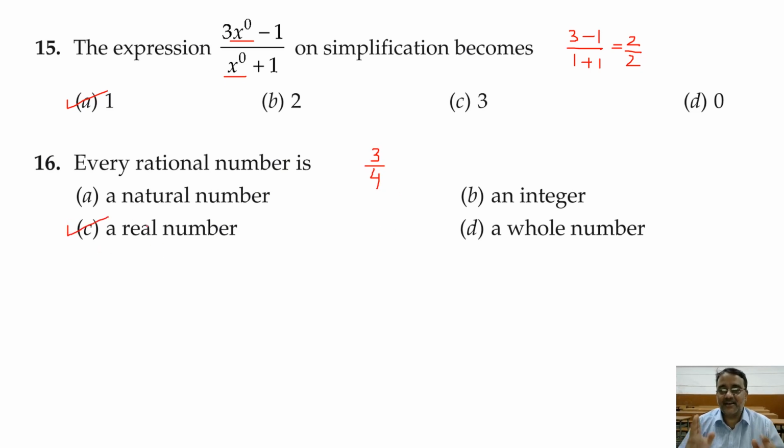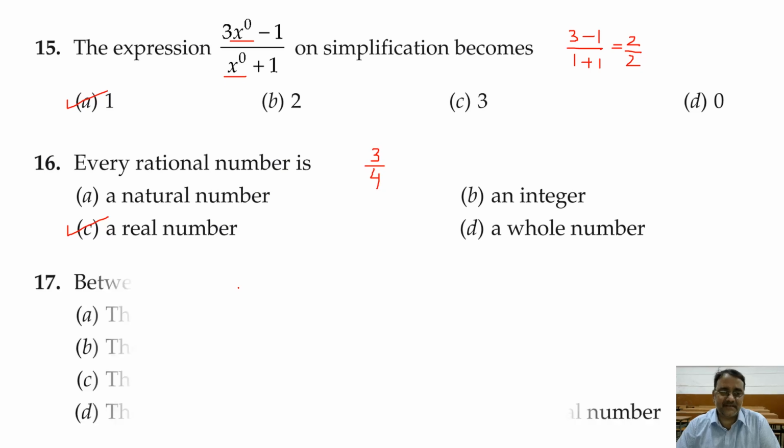Because real numbers are classified into two types. One is rational number and another is irrational number. So all rational numbers are real numbers. Now we'll move toward question number 17.